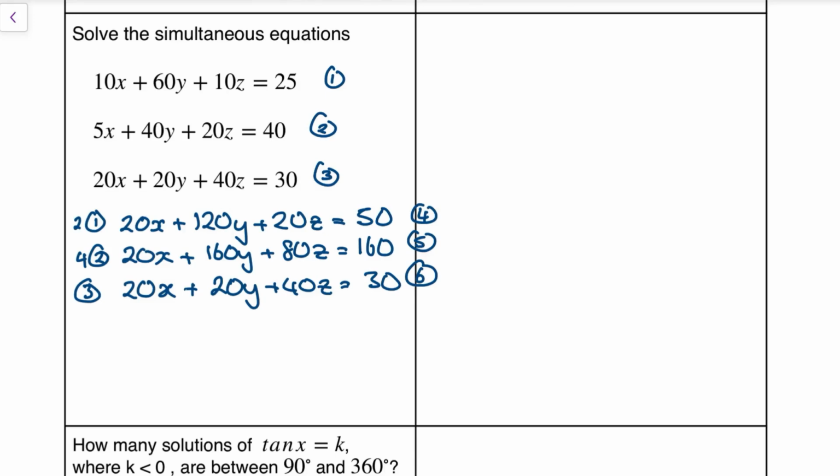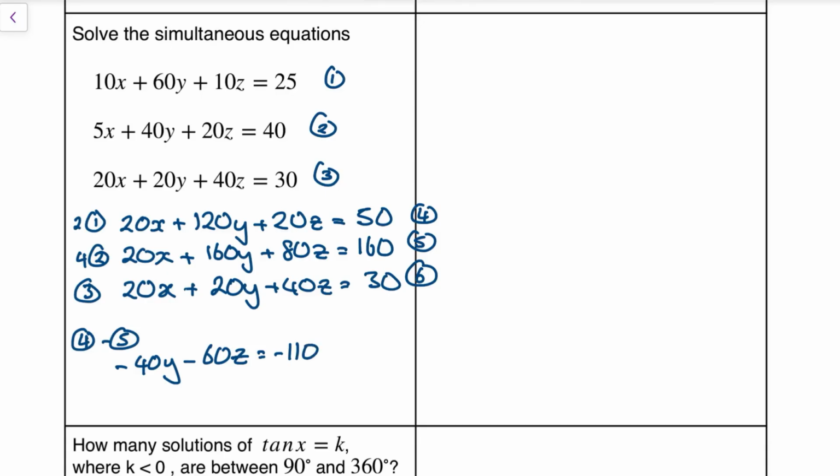So I'm going to do equation 4 minus equation 5. So it's 20x minus 20x, that's fine. 120 minus 160, which is minus 40y. 20 minus 80, I've got the feeling it's all going to be negative. 20 minus 80 is minus 60z. I should have done it the other way around, shouldn't I? And 150 minus 160 is minus 110.